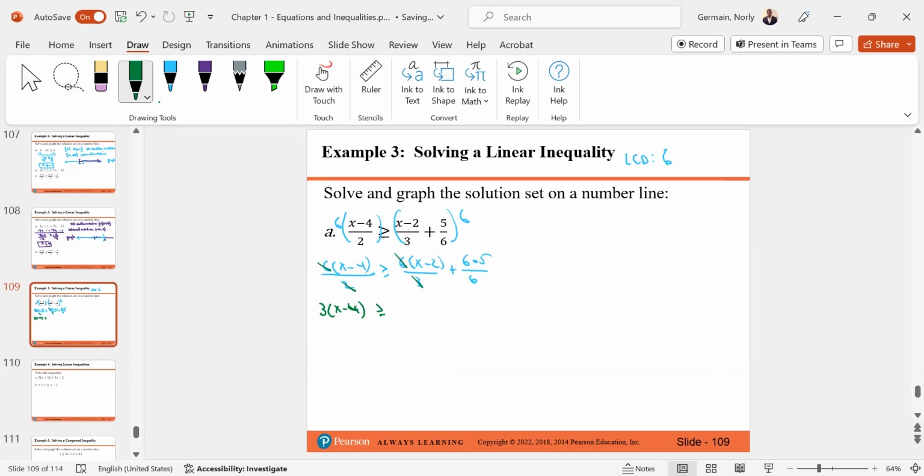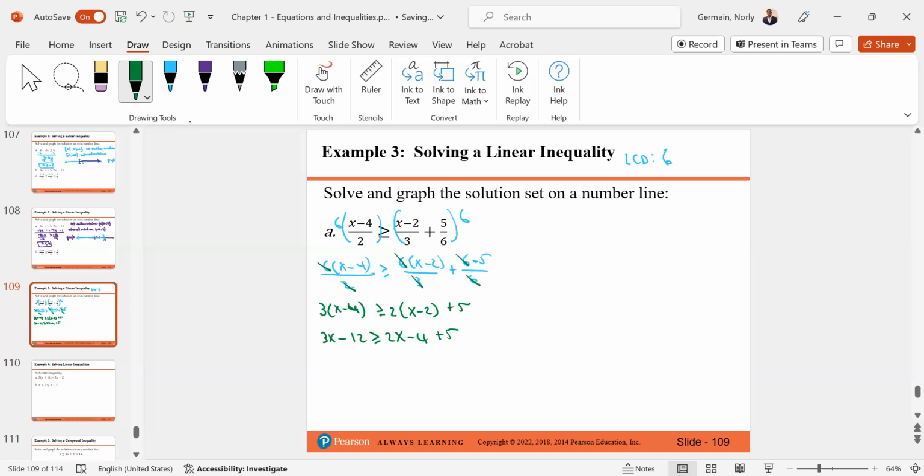You need to simplify because it's a product of two factors, so we can simplify. We have 3, we have 2. 6 divided by 2 and by 3 is 2, right? We have 2x minus 2, and 6 is gone. We have plus 5. Now distribute, because there is nothing to simplify with, so we have 3x minus 12 greater than or equal to 2x minus 4 plus 5.